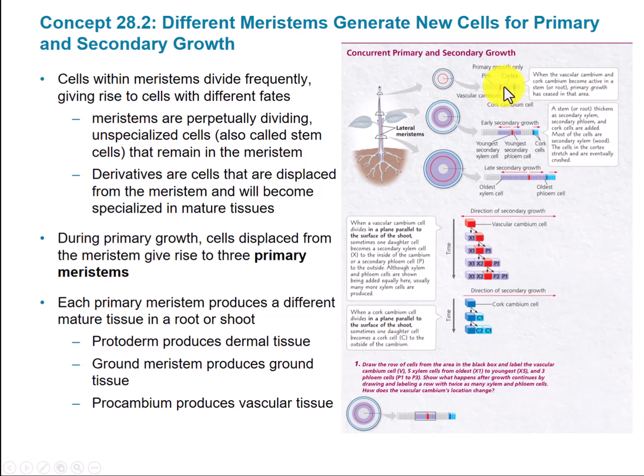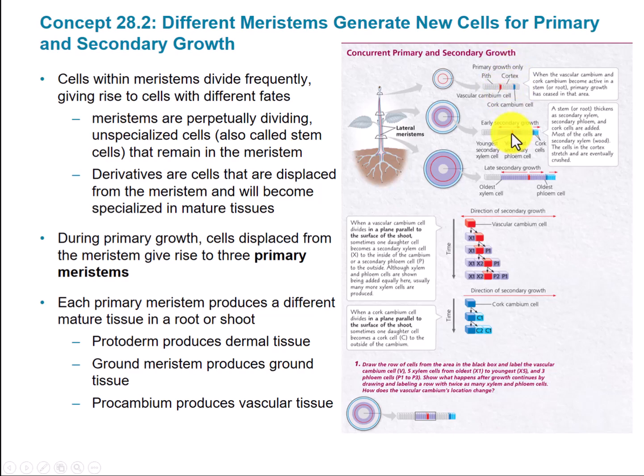And here you can see we have our pith. Remember, pith is any of the ground tissue inside the vascular tissue. And here the red and the blue represent our vascular tissue. Or the red is going to be the vascular, the blue is going to be our dermis. And in between the vascular and the dermis is the cortex.